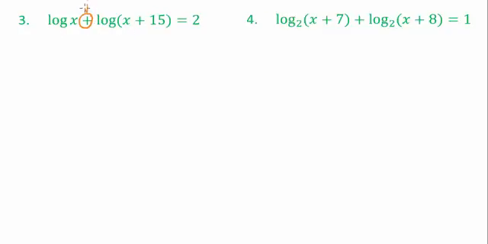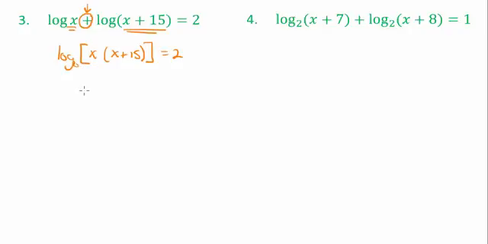They're separated by addition, and a property of logarithms says we can condense this down to 1 log term, and the addition tells us what we can do is take the product, in other words multiply the 2 expressions we're taking the logarithm of. So x times x plus 15, and this is still equal to 2. Now from here what we can do is go ahead and solve just like we did number 1.